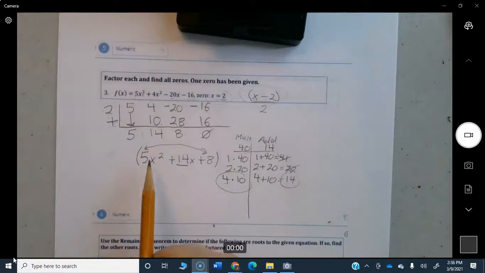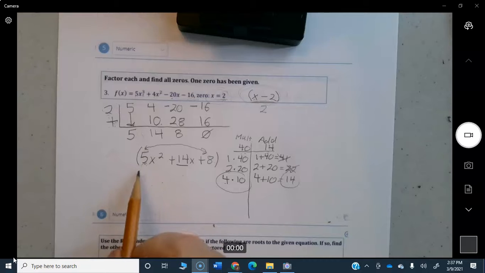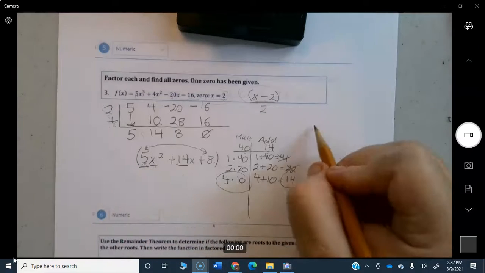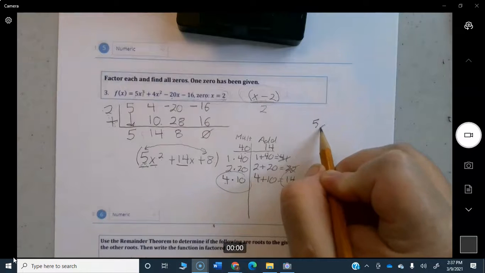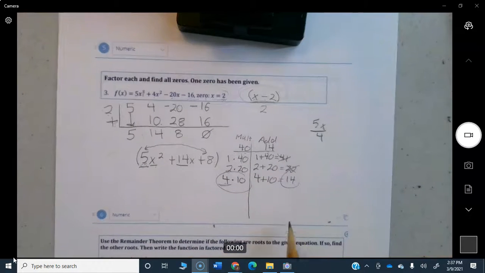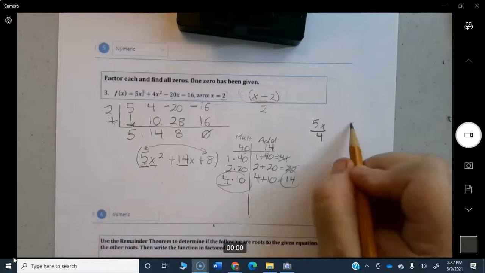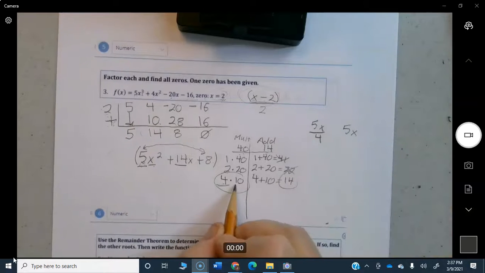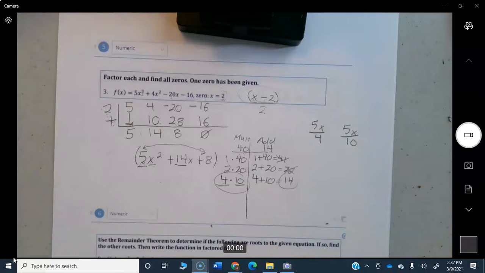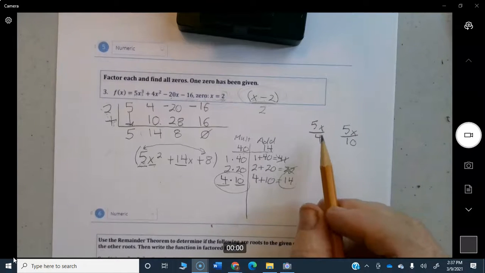Now remember, when you have an a coefficient in front of the x squared term that's not a 1, it adds one additional step to it, okay? So what you do is you take the 5 and the x, not 5x squared, just 5 and x. We come over here and we write 5x over this number. And then we write 5x again over this number. And then we reduce, and then we turn this into a binomial.